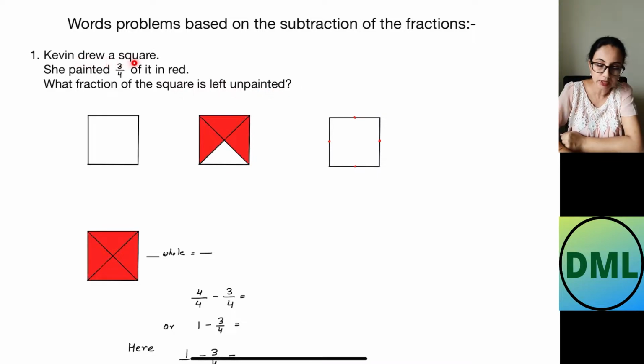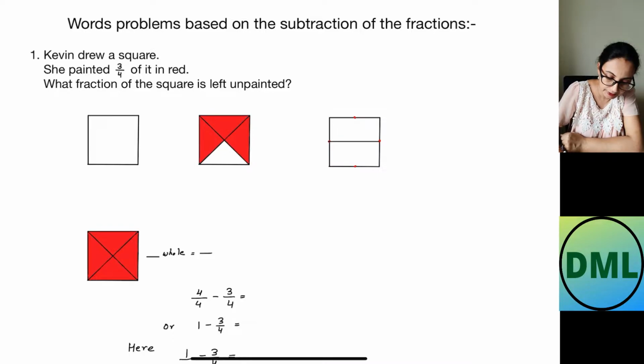She drew a square. As you can see, I have drawn the square for you. So she painted 3/4 of it. That means how many total equal parts does it have? It has 4 equal parts. As you can see, I have divided this diagonally and made 4 equal parts. You can also divide it by joining the middle points of the square like this and like this. You have divided the square into 4 equal parts.